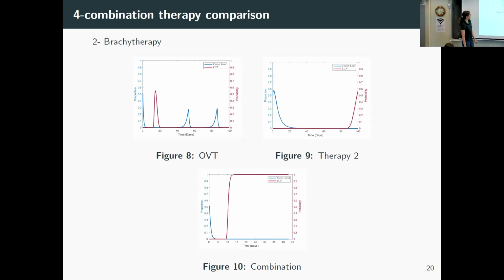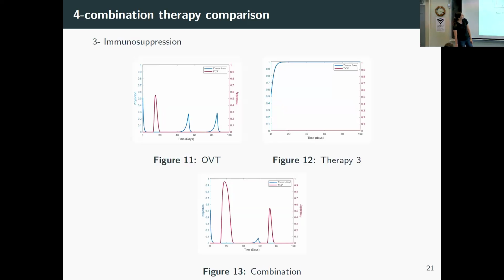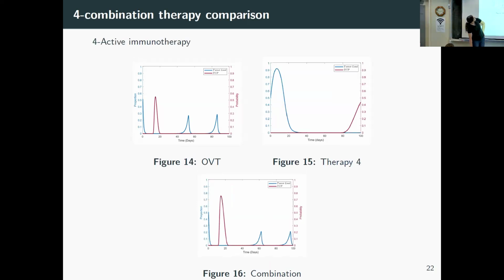So here we have brachytherapy. It almost takes 100 days for the TCP to get to almost a half. By combining these two, we see that after 15 days, TCP is around 1. Then we have immunosuppression here. Of course, the tumor load is going to increase very fast because we are taking away the only defense the body has, which is the immune response. But combining these two, it might not reach 1, but we see much higher TCP after 20 days. And with active immunotherapy, again, we have a higher TCP in the same number of days.